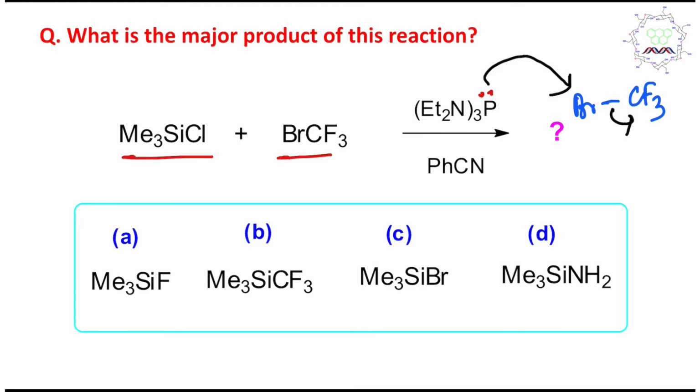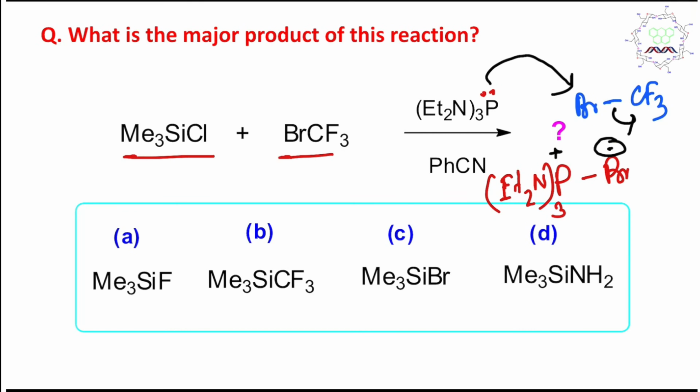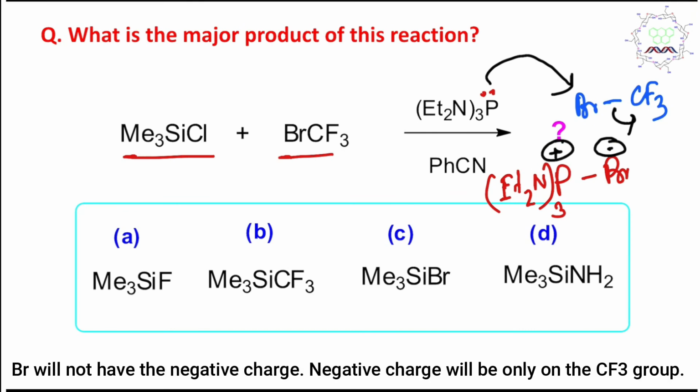Now you can think that, sir, it looks quite wrong, not that convenient. Why did this happen? I'll explain. So it attacks and it produces PEt2N thrice with Br charge, and phosphorus will have a positive charge because it attacked with a lone pair, and it produces CF3 minus. Now question, why does the attack happen?